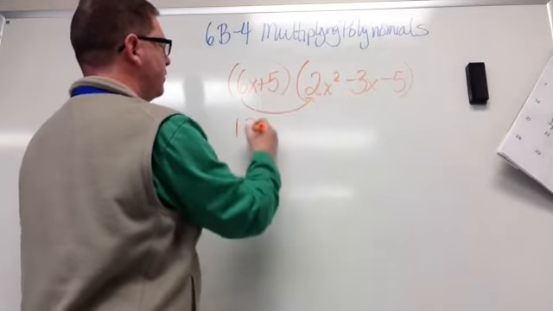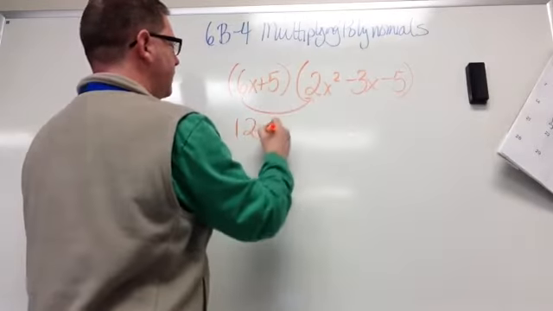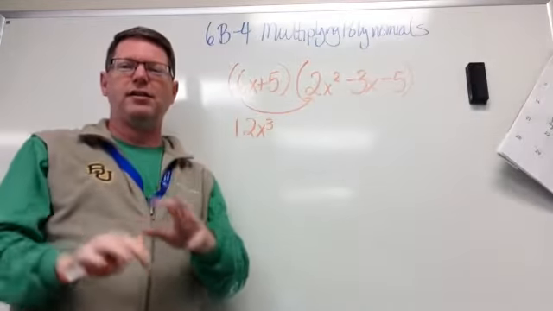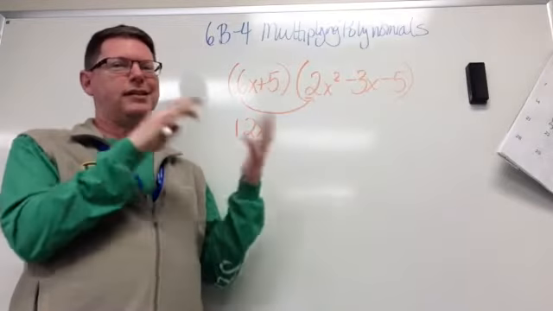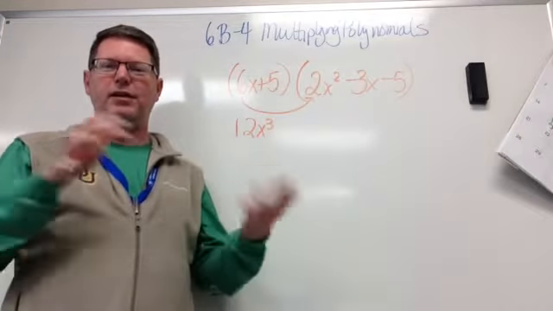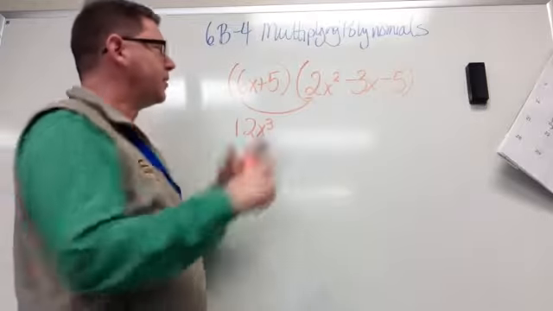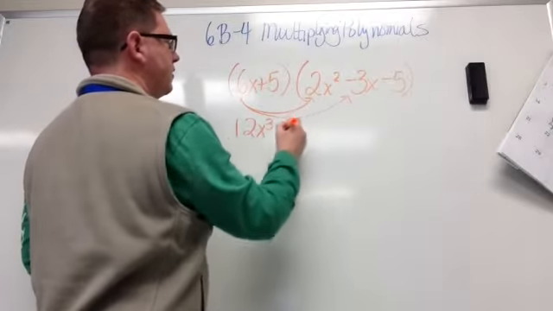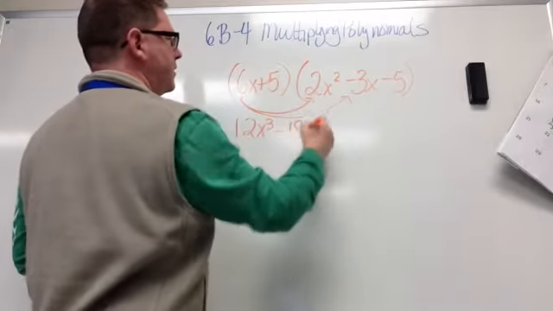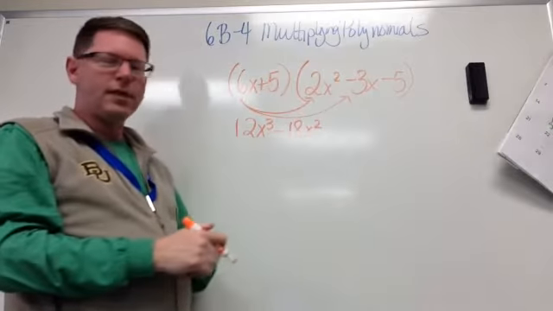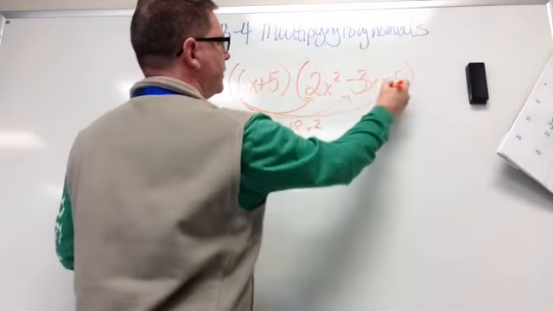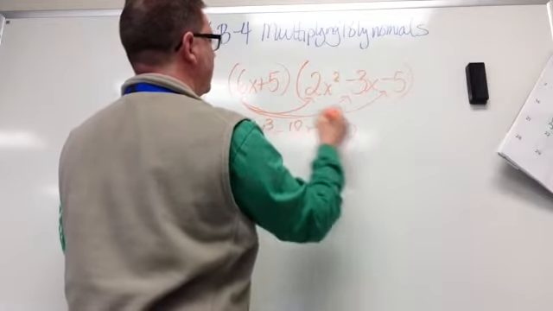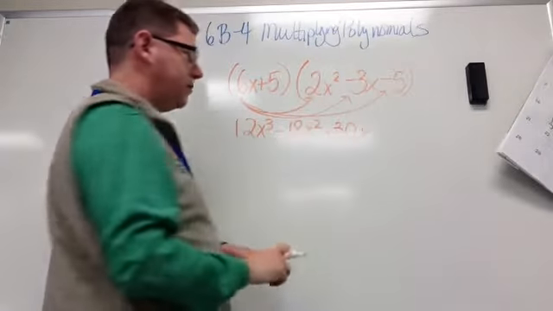6 times 2 is 12. X times x squared is x to the third. I'll tell you, if you're talking or not paying attention or watching TV while you're trying to do these problems, it's so easy to make mistakes because we forget to add or subtract or multiply. So now 6x times negative 3x, 6 times negative 3 is negative 18, x times x is x squared. And now I'm going to do 6x times negative 5. 6 times negative 5 is negative 30. And then x, there's no other x, so it's just negative 30x.